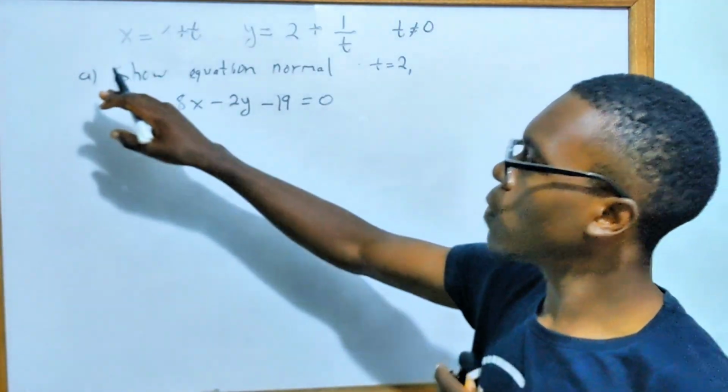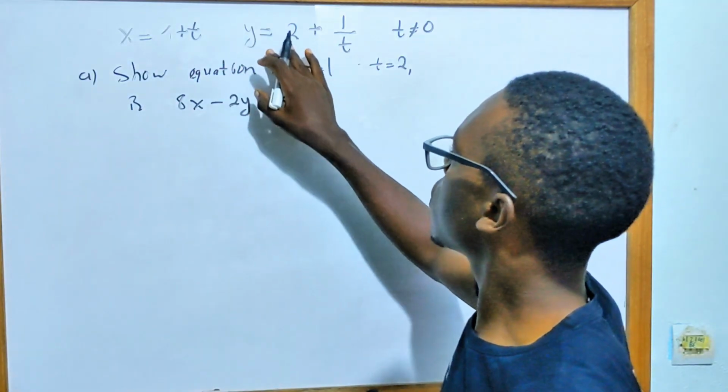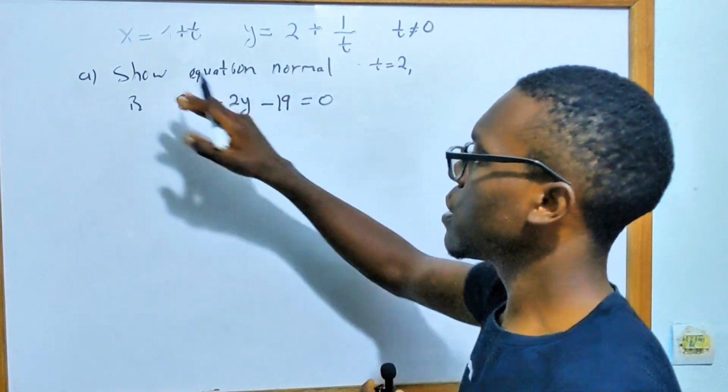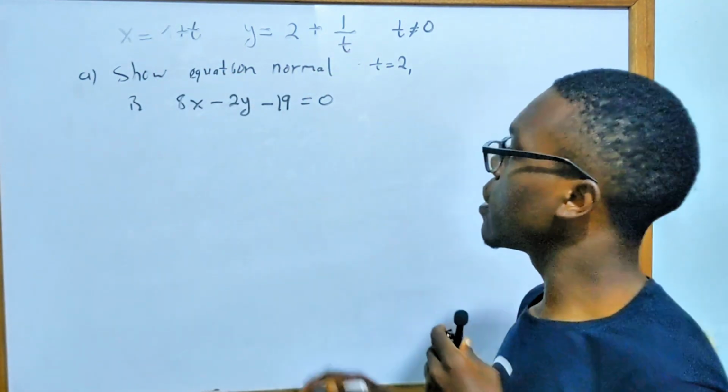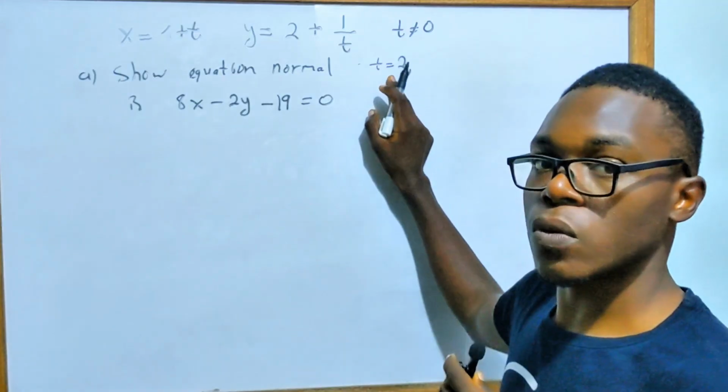Equation number 4, that's 5. We have x equals 1 plus t cubed, and y equals 2 plus 1 over t, where t is the parameter of the equation. Show that the equation of the normal at t equals 2 is this.